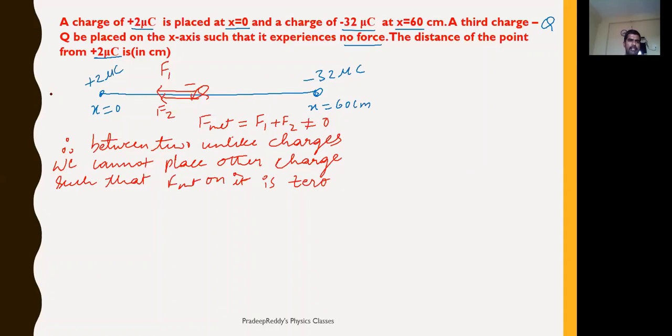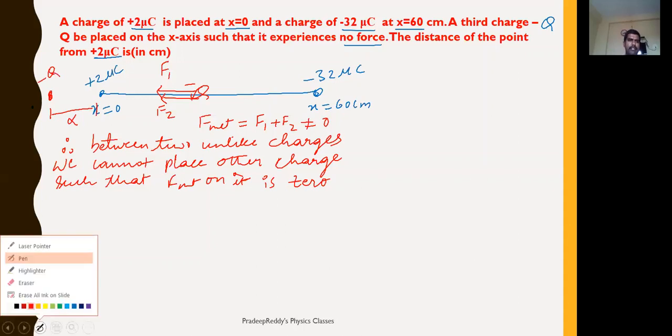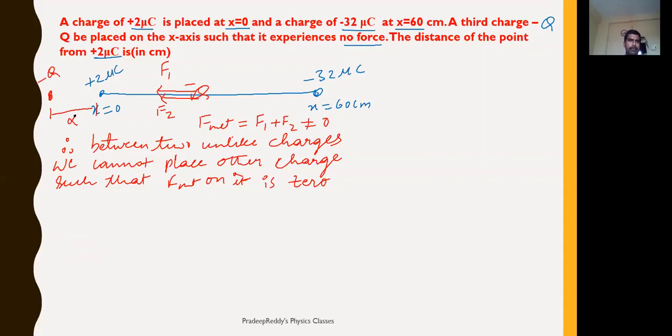Say, for example, I am placing this minus q amount of charge at this position, which is at some distance alpha. Now at this position there will be two forces experienced by this minus q charge. One force is attractive because of plus 2 microcoulomb; let me take it as F1. And because of minus 32 microcoulomb, there will be a repulsive force in the opposite direction. This will be F2. As F1 and F2 are opposite, F net can be equal to 0.